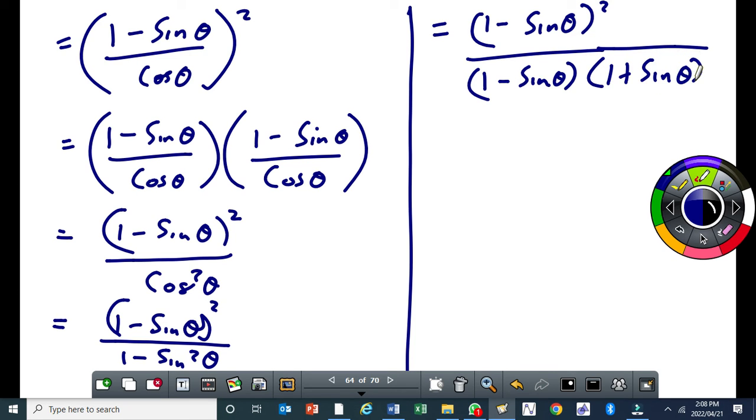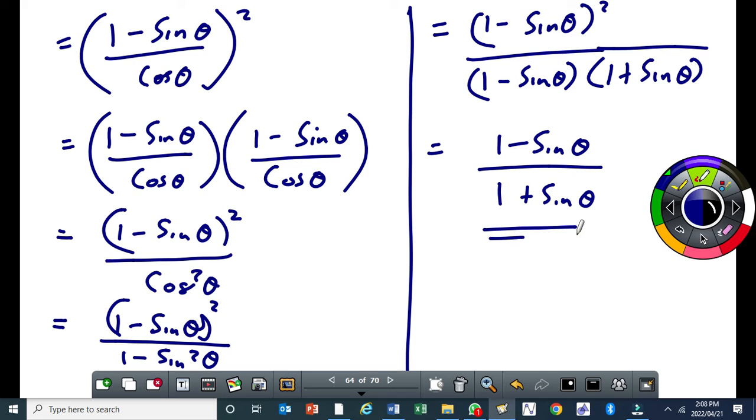Now I'm happy. So one of these two, you cancel with that, and then you'll be left with 1 minus sine theta over 1 plus sine theta. So that means our left-hand side is equal to the right-hand side. Okay, so we have simplified the left-hand side. Let's do it from the right, because the question can also be done from the right.